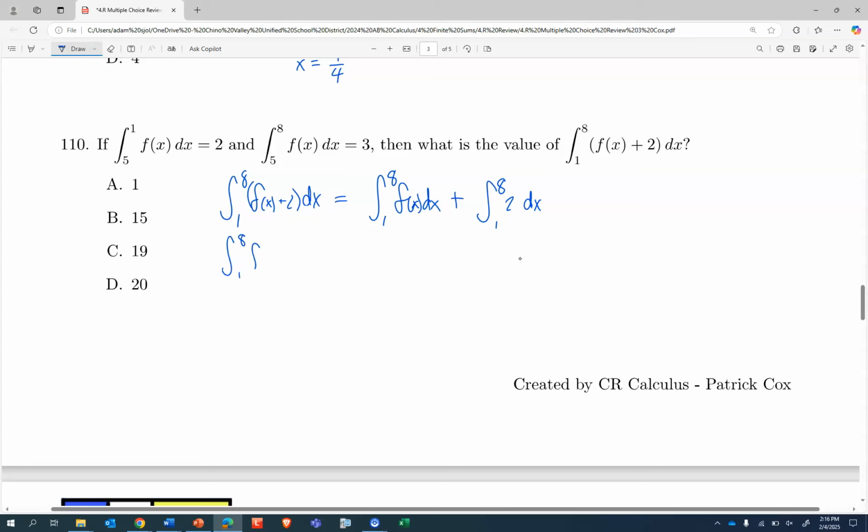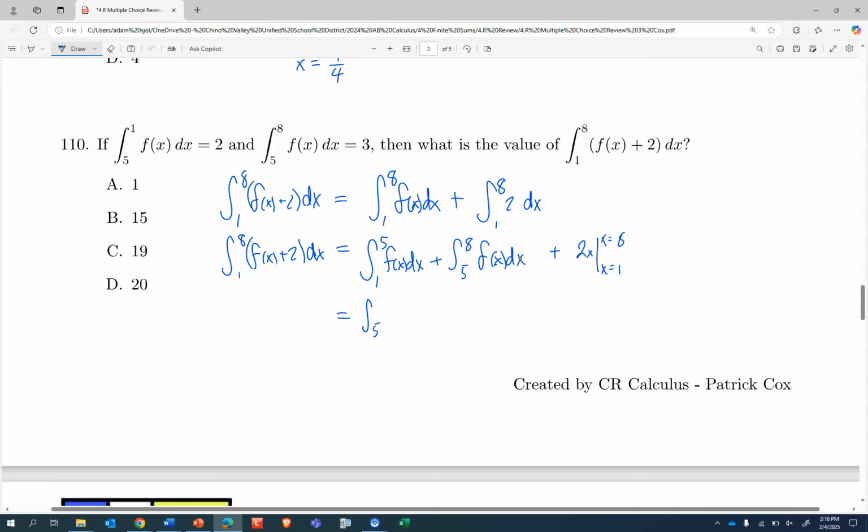So I'm not going to monkey with this left-hand side. It's perfect. And over here, I'm going to change the definite integral from 1 to 8, the definite integral from 1 to 5 of f of x dx, plus the definite integral from 5 to 8 of f of x dx. And then I'm going to go 8 minus 1. Well, maybe I'll just do it this way. Okay, and now I need to rearrange.